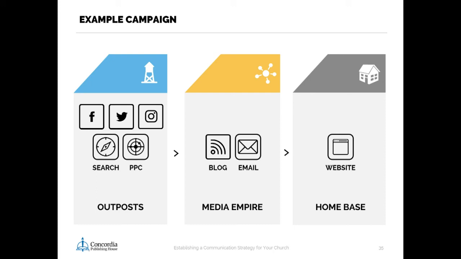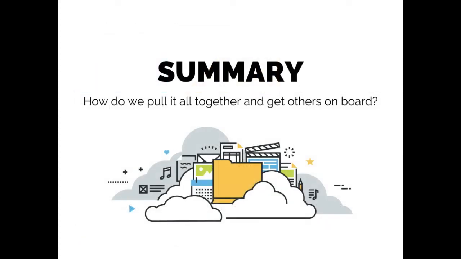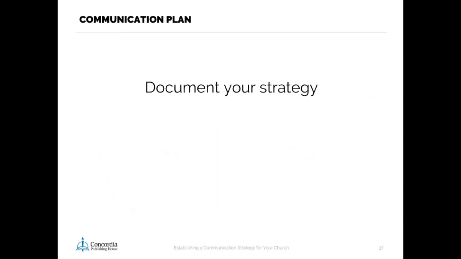So, in summary, how do you pull it all together and get others on board? Go back to your question. You document your strategy as much as you can. Do what you can right now and make it better. This is always going to be changing. You train your team on what you're trying to do. And if your team is just you, that makes it a little bit easier. Exactly.